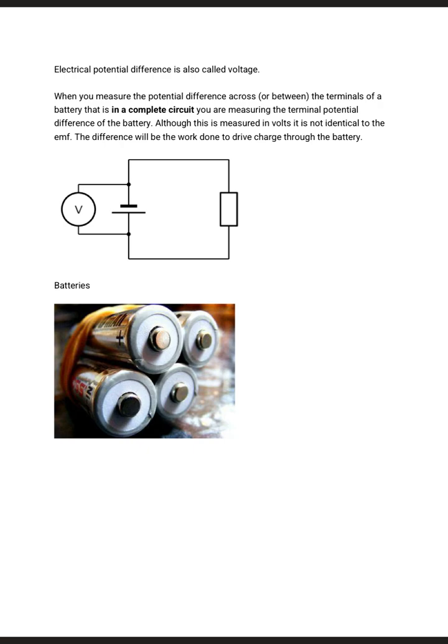And now the circuit is complete. Now we are dealing with a complete circuit, right? The electrical potential difference is also called voltage. That's another name for it. When you measure the potential difference across or between the terminals of a battery that is in a complete circuit, you are measuring the terminal potential difference of the battery. Although this is measured in volts, it is not identical to the EMF.